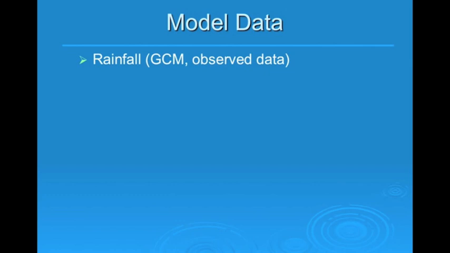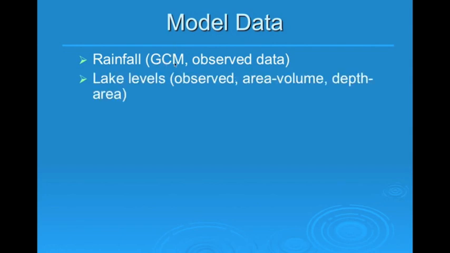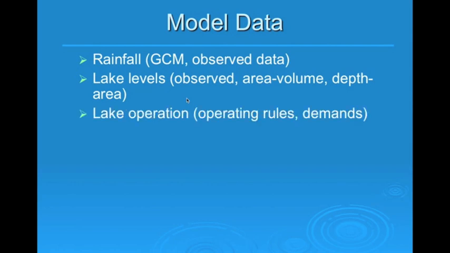Rainfall was obtained from observed data, and also we looked at global climate models that were downscaled for South Florida. Lake levels, we had observations. We also had the geometric characteristics of the lake, the area, the volume, the depth of the lake. We had all those measurements as inputs to the model.